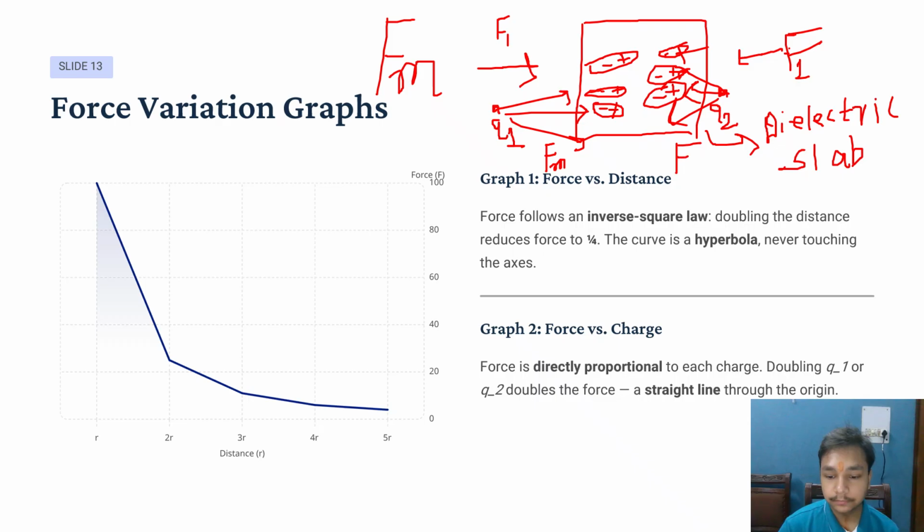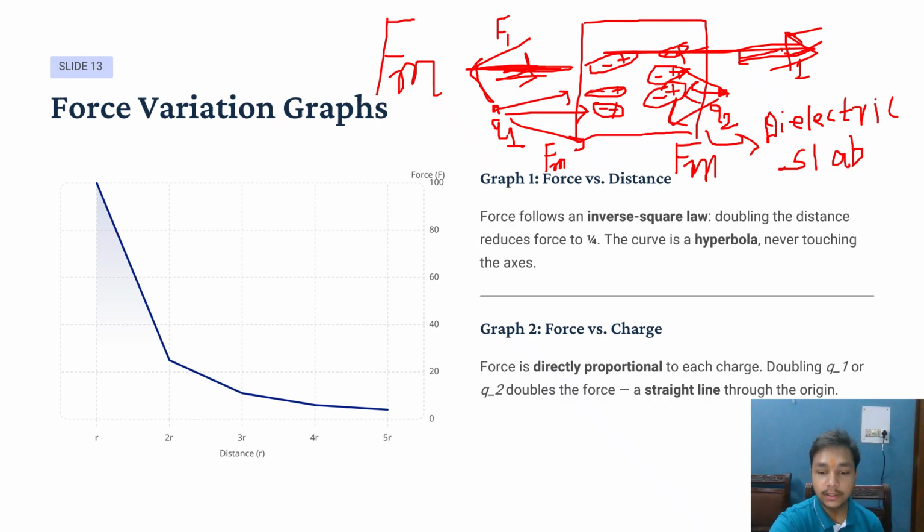So this is a force Fm. This is not here. It's here. Now when Fm is exerted, the arrow is here, on these charges in the same direction as F1, and this increases the net force on the two charges.